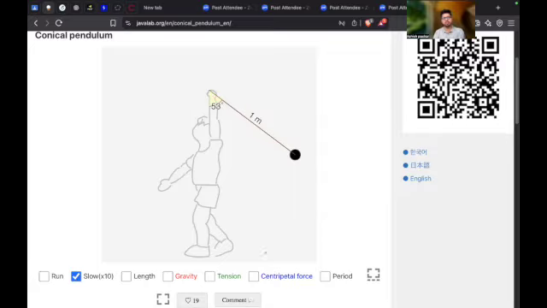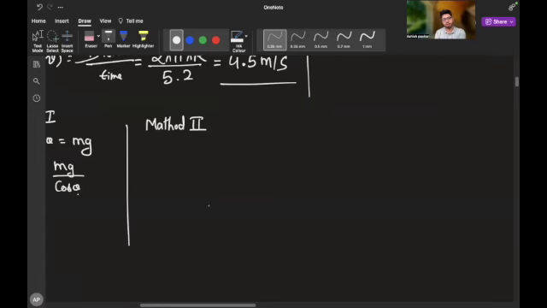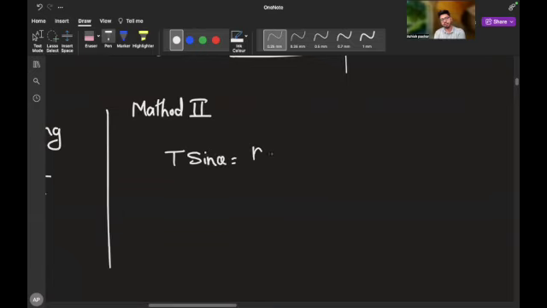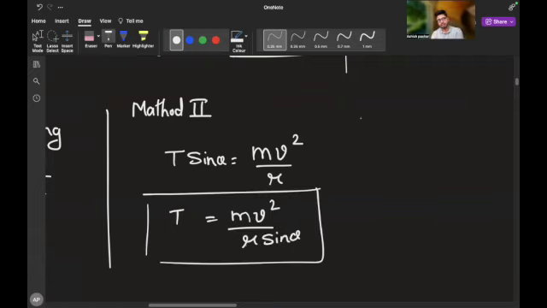So this is another method. My point is T sine theta is acting toward the center, that is mv square by r. And the tension force you can calculate from there also. Everything is known to you. This is another way. Let's talk about method 3.